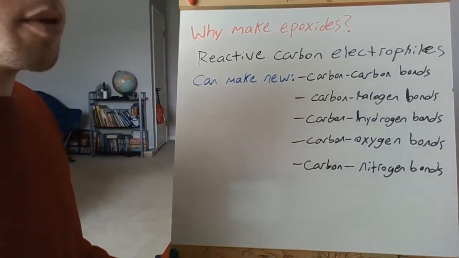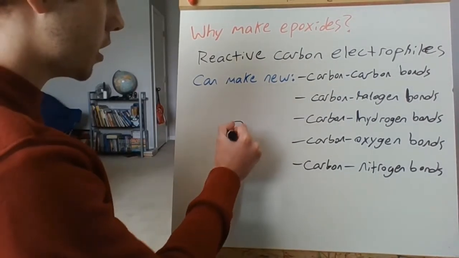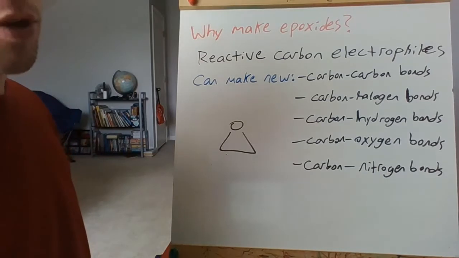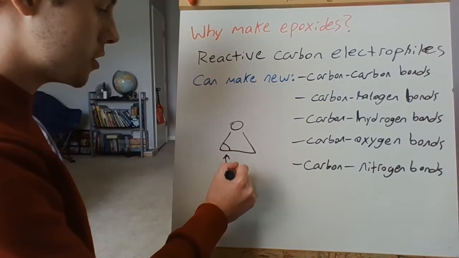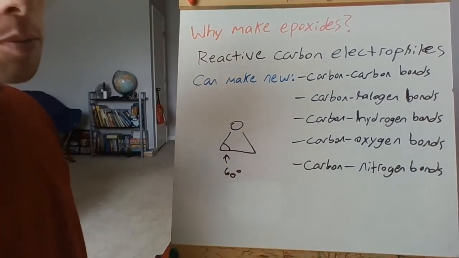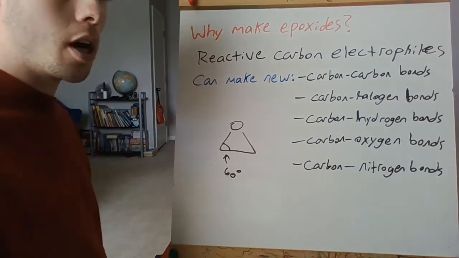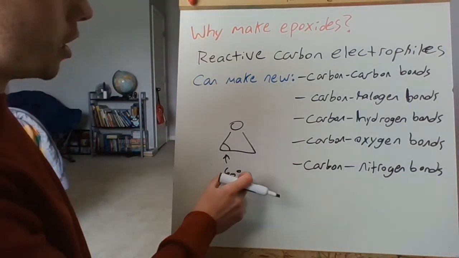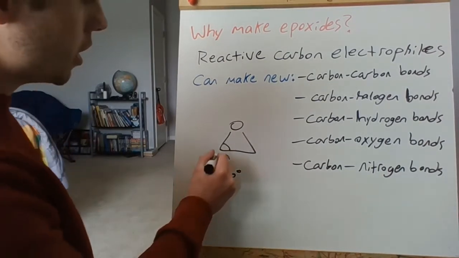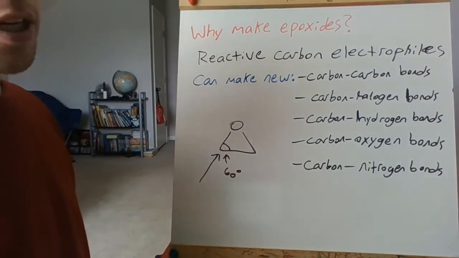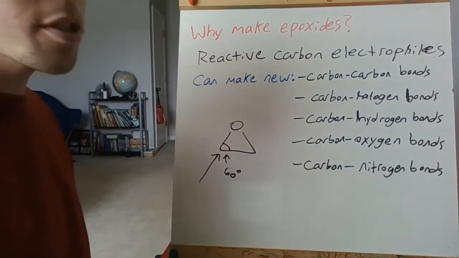Alright, so back to talking about epoxides. Why might we want to make epoxides? Keep in mind that epoxides look like this, so they are a three-membered ring. And remember, in three-membered rings, these bond angles right here are 60 degrees. This is an sp3 hybridized carbon, so it's tetrahedral, and so the ideal bond angles are 109.5 degrees. And since this is not the ideal bond angle, these carbons are very reactive, and so they act as carbon electrophiles.